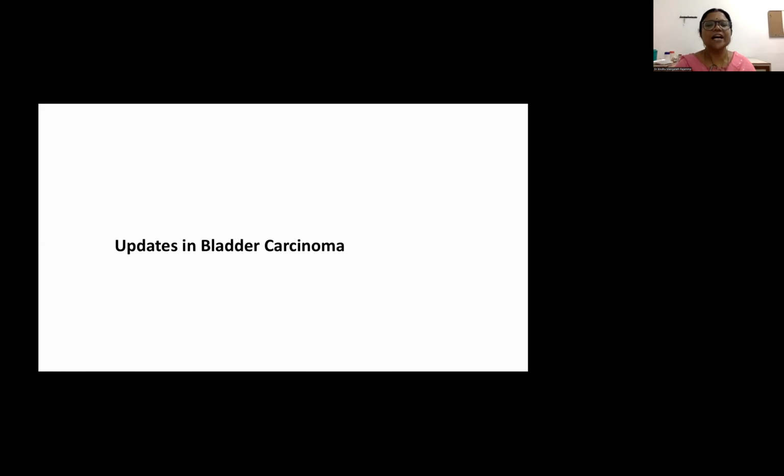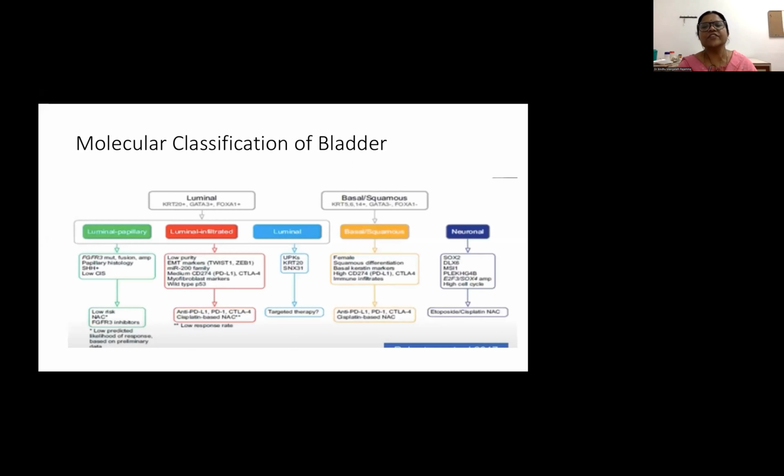Quickly going through the bladder, I will not touch upon the intricacies of the basic histology for want of time, but the 2022 WHO has come up with a molecular classification of bladder cancer. The classification till 2016 was based purely on morphology alone, whereas 2022 has come up with a molecular classification, which is very much available for organs like the breast, where the tumor is classified into luminal and basal.